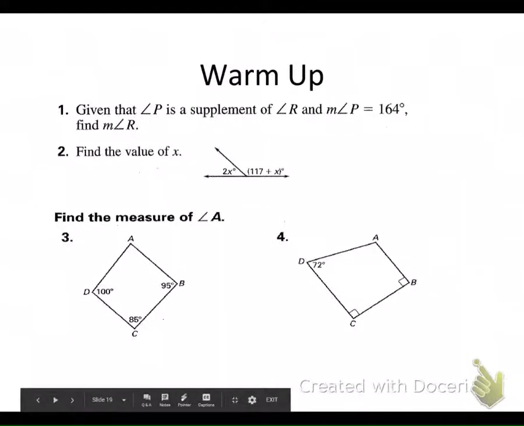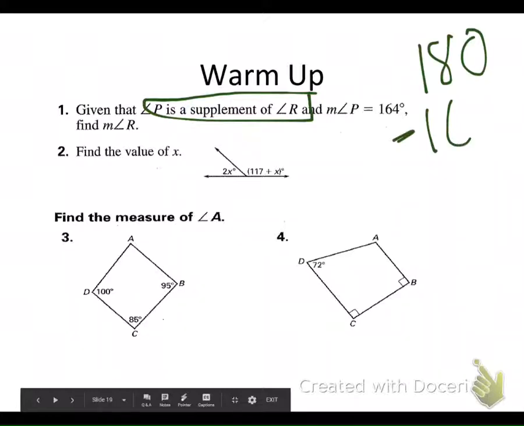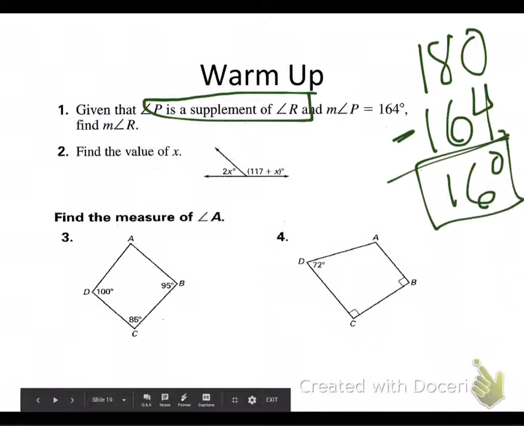Alright, let's start with a warm-up. If angle P is a supplement of angle R and the measure of angle P is 164, we need to find the measure of angle R. So we know that these two are supplementary angles, meaning they add up to 180 degrees. So we're going to subtract the 164 to get the measure of angle R.